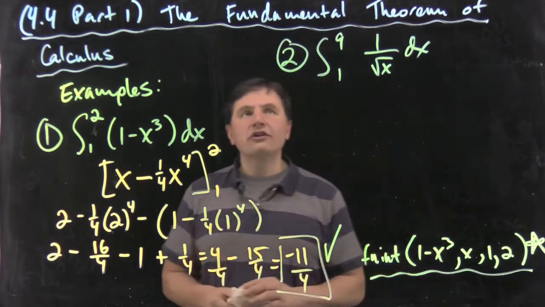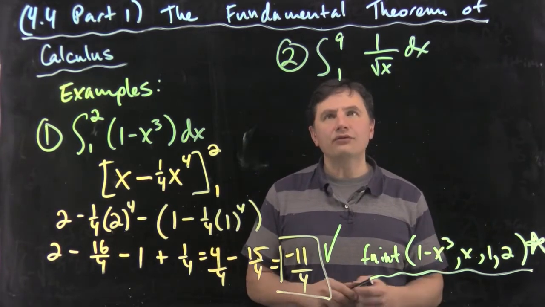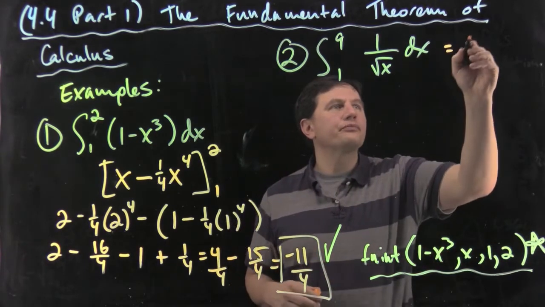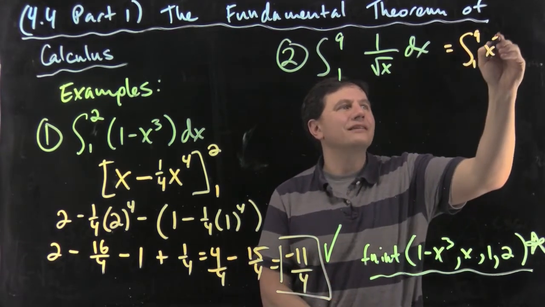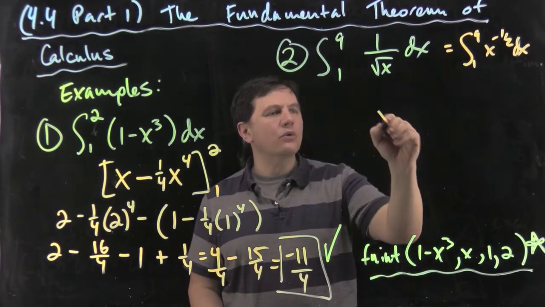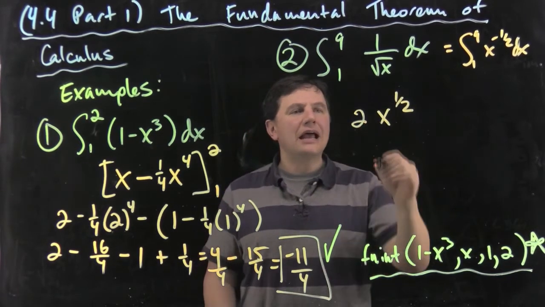All right, so let's move on to problem 2. Before I take the antiderivative of this one, I do have to rewrite it. So I'm going to call this the integral from 1 to 9 of x to the negative 1/2 dx. Raise that a power, that'll be x to the 1/2. Put a 2 in front to cancel, and now I'm going to bracket this off.